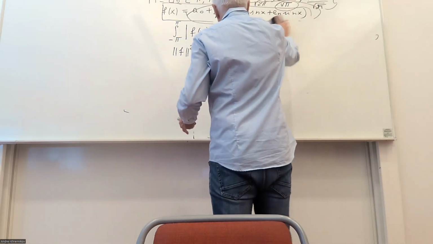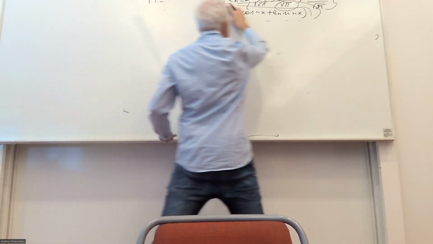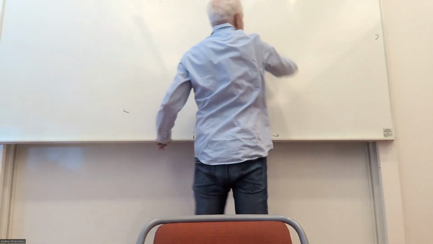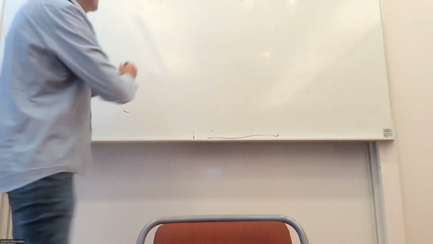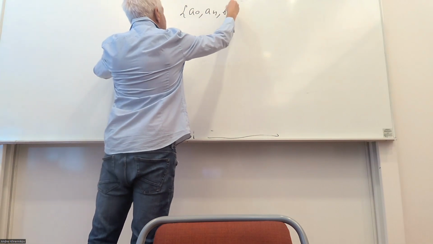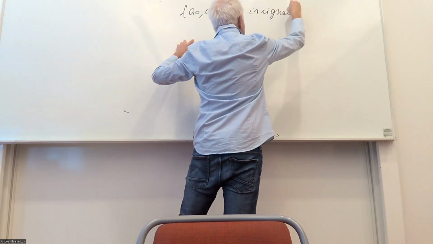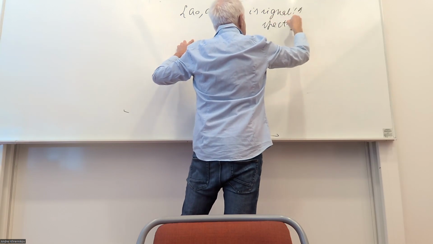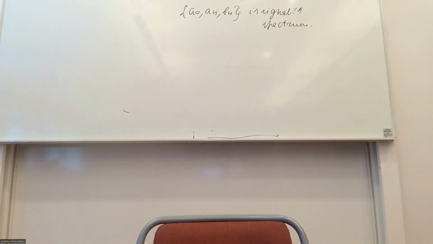Of course, in engineering, they never calculate these coefficients because there are programs, and you just put f of x and you get its spectrum. These coefficients are called the spectrum of the signal. So the collection of these coefficients, A0, An, Bn, is the signal spectrum in the energy domain.